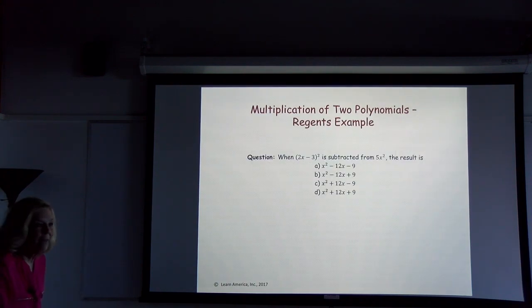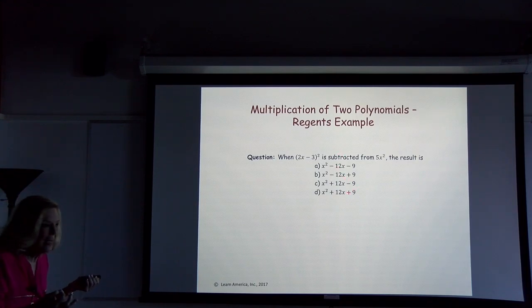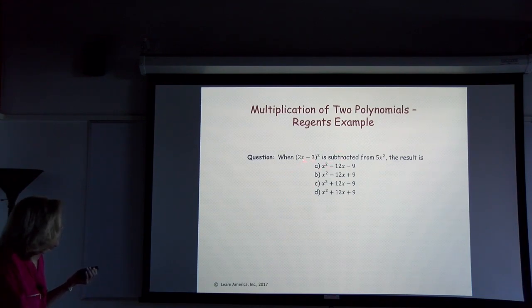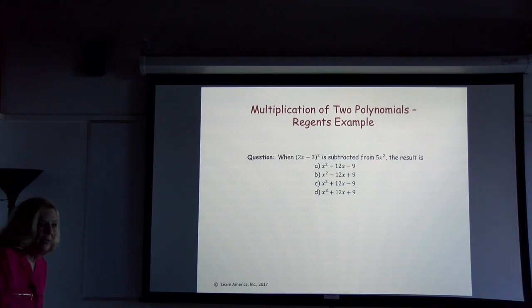Here's one. What I'd like you to do is to try this one. The nice thing about this is that you've got a FOIL method in here. This is really the same thing as 2x minus 3 times the quantity 2x minus 3. This is not 2x squared minus 3 squared. Write it out as 2x minus 3 times 2x minus 3. Why don't you give that one a try, and then you're going to subtract that trinomial from 5x squared, and watch those signs with the negative.